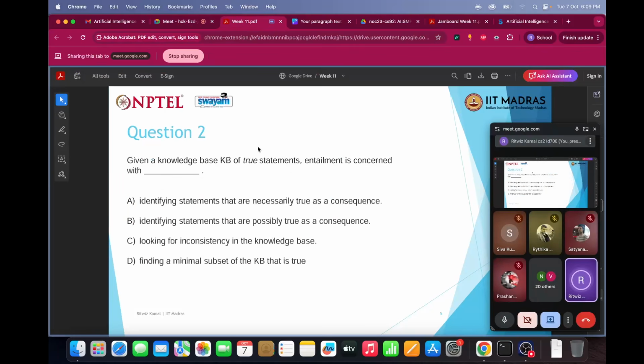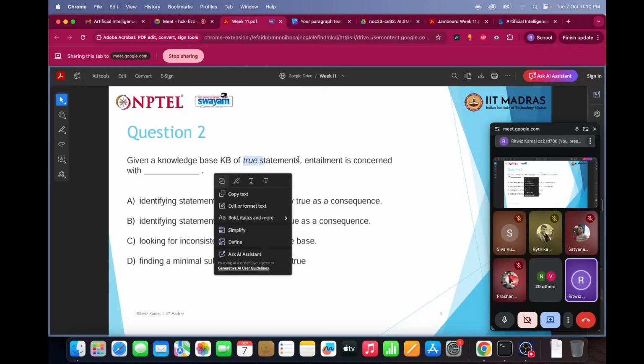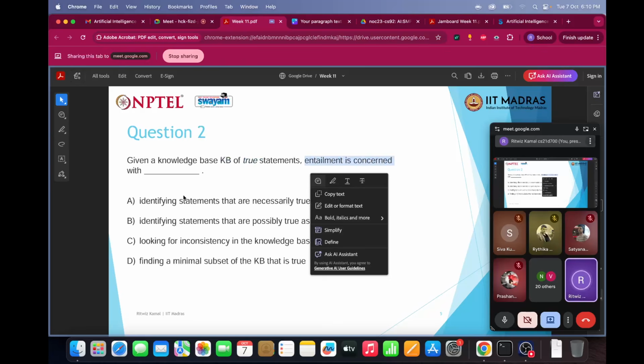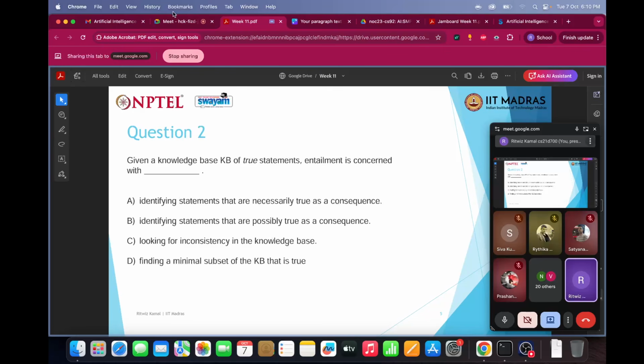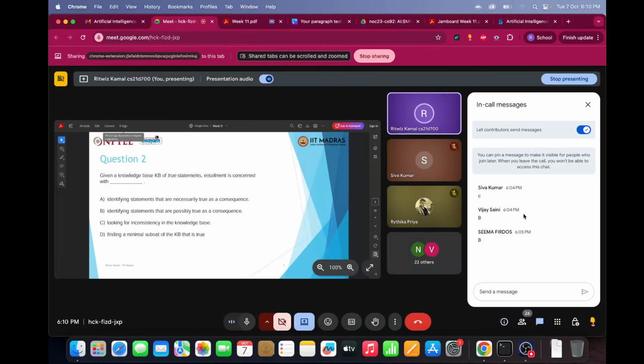So this is the second question. Given a knowledge base represented by KB of true statements, okay, so this is given to you. Entailment is concerned with which of the following? So which option is most relevant in case of entailment? It is A, necessarily true. Yes, so we have one vote for option A. I think others also might agree with this.